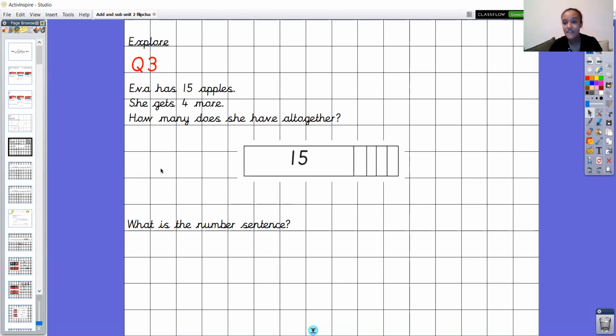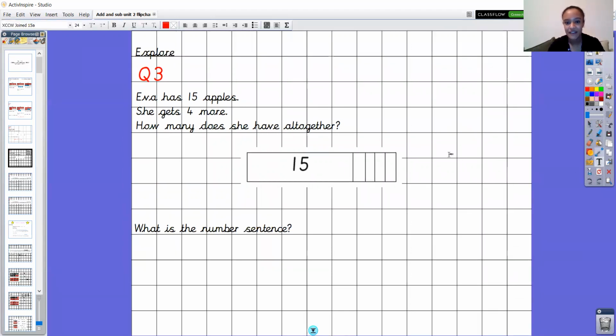This time, Ava's got 15 apples, and then she gets 4 more. That's a lot, isn't it? She's got a lot of apples, even more than the last time. Okay, so your job again, you've got that 15. You're going to pop it in your head, and then you're going to count on 4 more to see what the answer is, and then write me the number sentence. Okay, so this is question 3. Have a go at doing that one and pause the video now to do it.